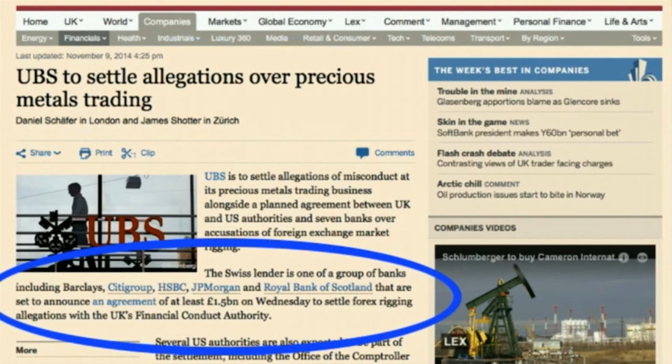So look down here in the second paragraph. The Swiss lender is one of a group of banks, including Barclays, Citigroup, HSBC, JP Morgan Chase, and RBS, that are set to announce an agreement of at least £1.5 billion to settle forex rigging allegations. Now, in the second paragraph, they call it rigging allegations at least. Now, the regulators look like they're doing something because of the fines of £1 billion and more. But it sounds like they're doing something good.